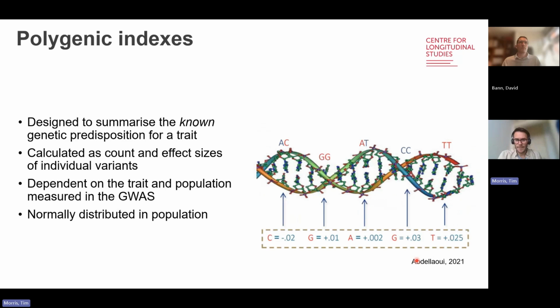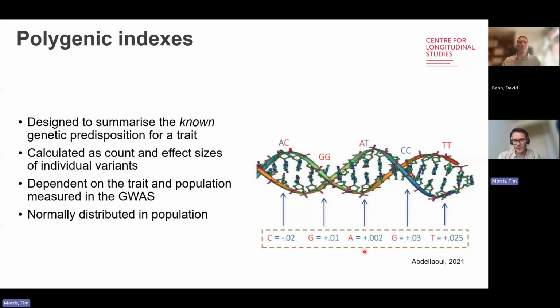So here we've got a hypothetical run of DNA at 5 sites. We can see our GWAS estimates here, and it says that if you have a C allele at the first site, that is associated with a negative 0.02 change in the outcome. If you have a G allele at the second site, it associates with a positive 0.01 difference in the outcome, an A allele at the third site, 0.02, and so on and so forth.